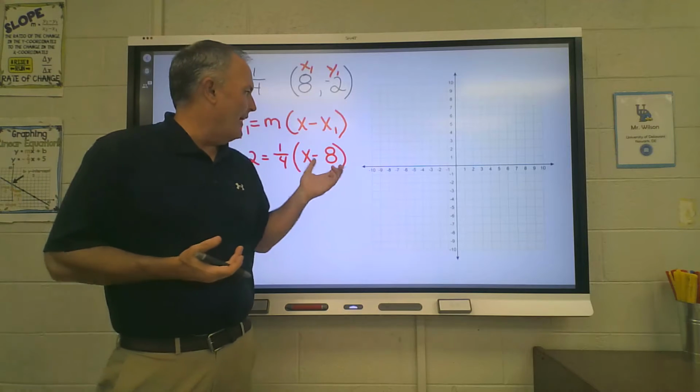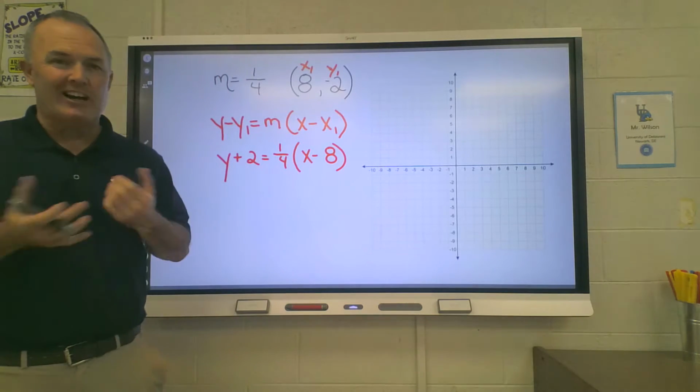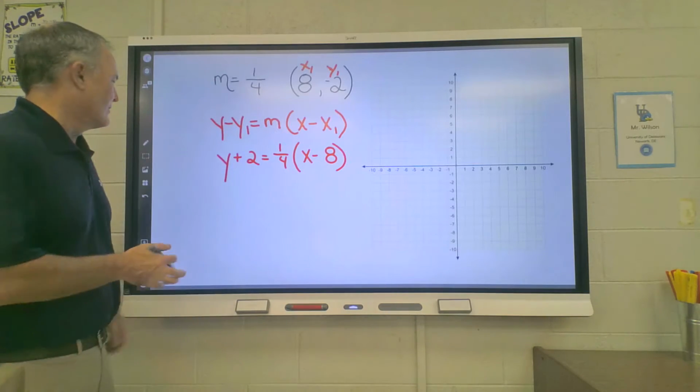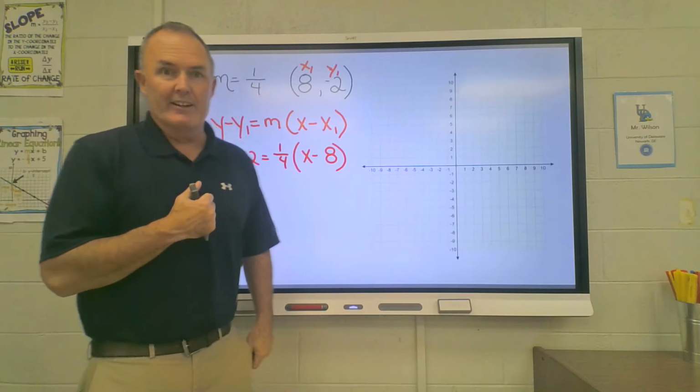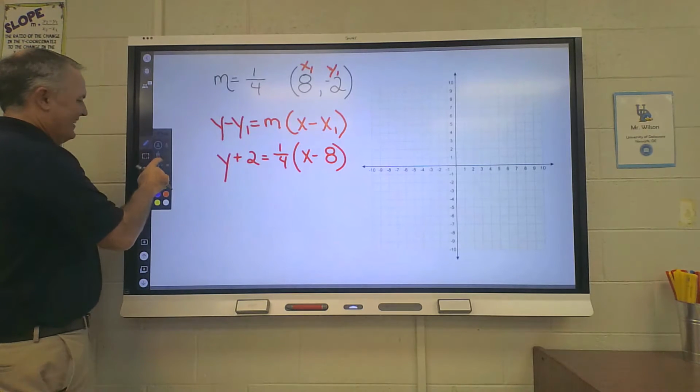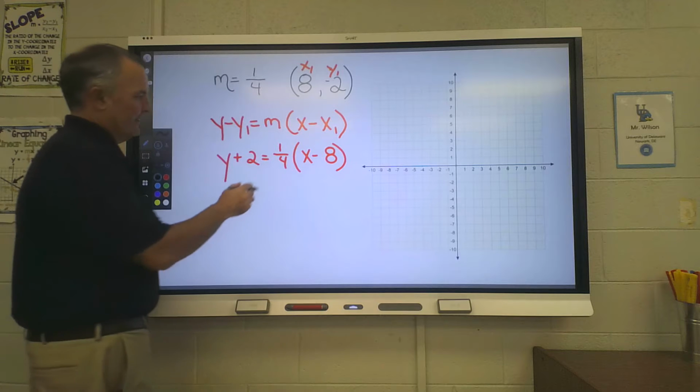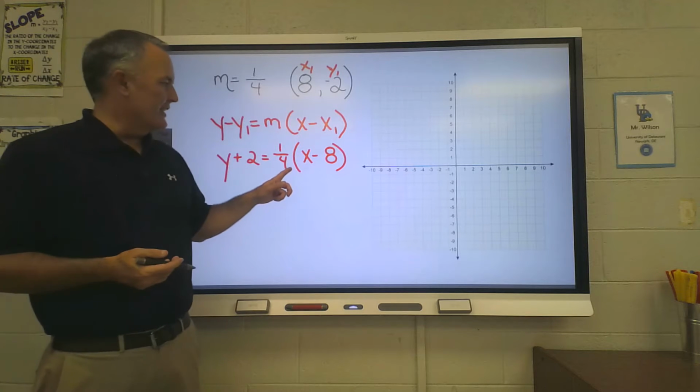I have my slope, and I do have a point on there, so I guess I could kind of graph it. But I'm sure in math class they want you to convert it to slope-intercept form first. I know I do in my math class. All right, so let's change this up. Let's actually turn this into slope-intercept form.